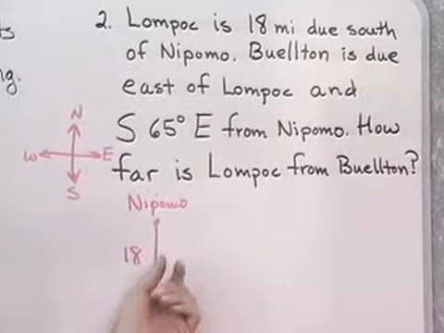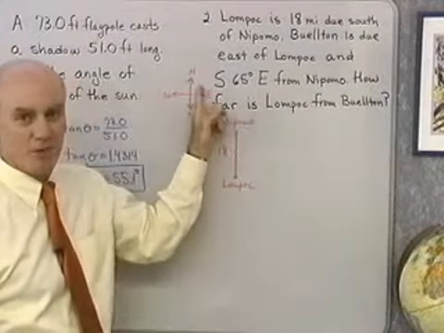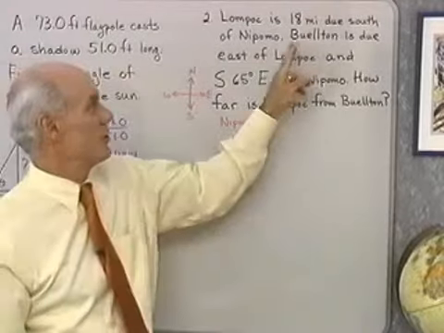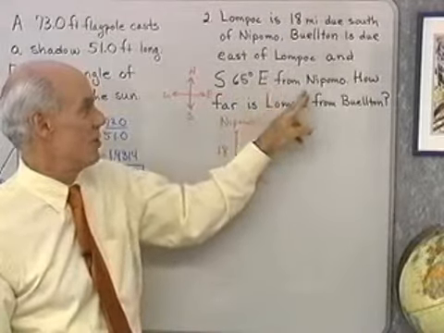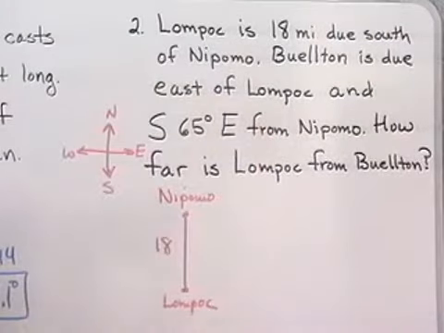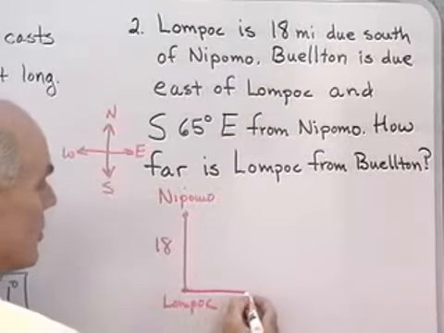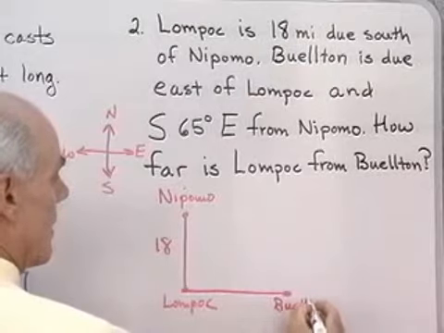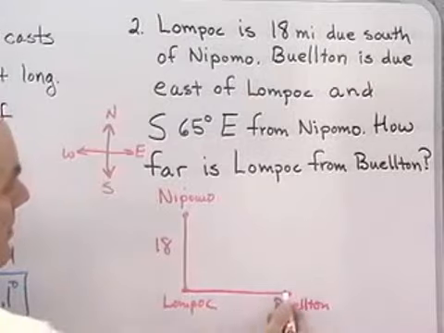Now, here's Nipomo, and Lompoc is 18 miles due south. I'm using my little reference thing right here to get these things lined up just right. Now, Buellton is due east of Lompoc and south 65 degrees east from Nipomo. Let's take care of this first. Buellton is due east of Lompoc. Well, if this is Lompoc right here, then to go east, I go this way. So Buellton is due east of Lompoc. Now, it doesn't tell me how far that is.